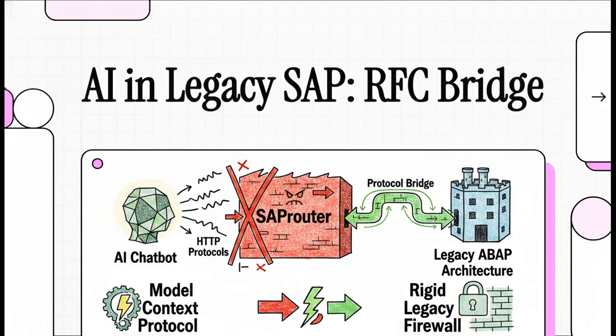Modern AI tools like Claude demand standard HTTP protocols, but legacy enterprise SAP routers actively block them. This is a fundamental operational failure. You might have an AI that can completely rewrite your ABAP architecture, but it literally can't get through the front door. Today, we are looking at the absolute friction between cutting-edge Model Context Protocols and rigid legacy firewalls, and more importantly, how to force a connection anyway.